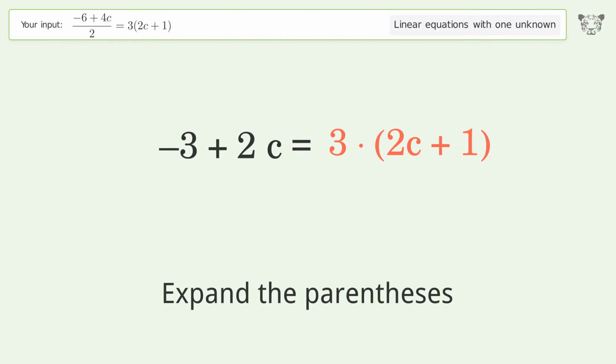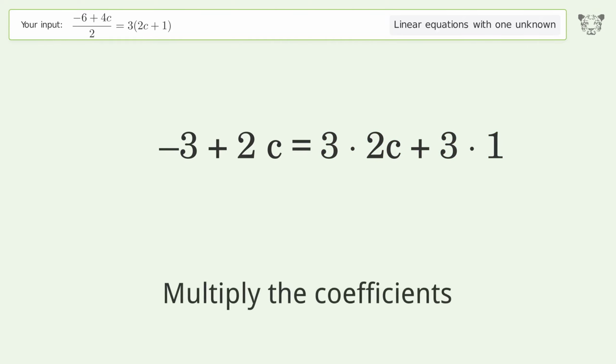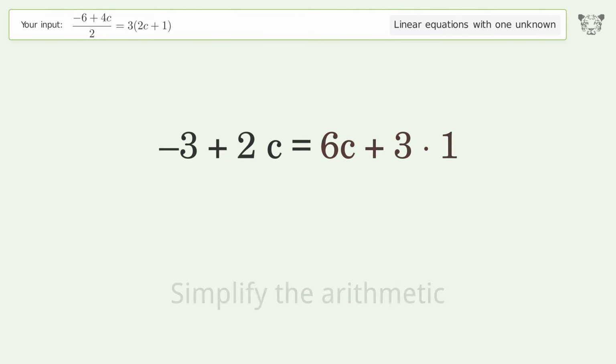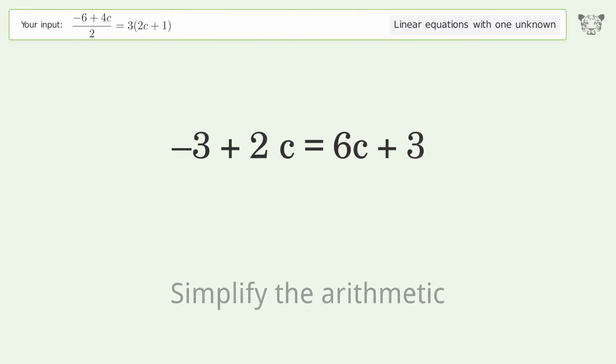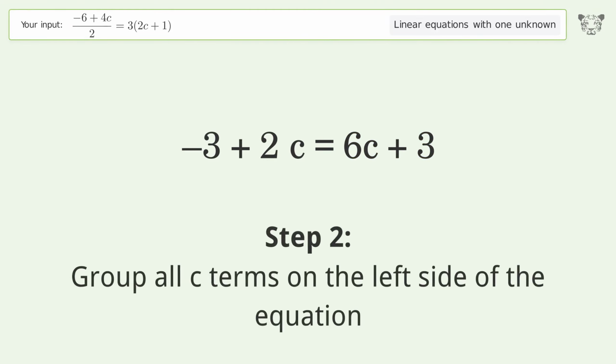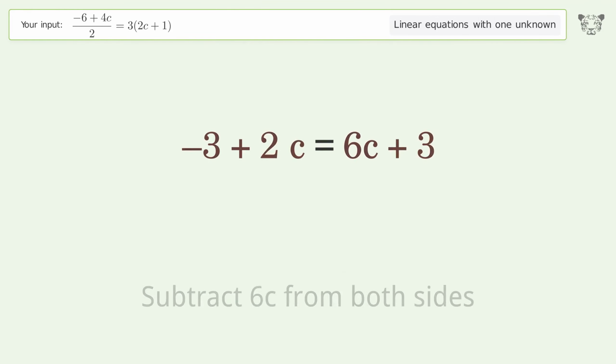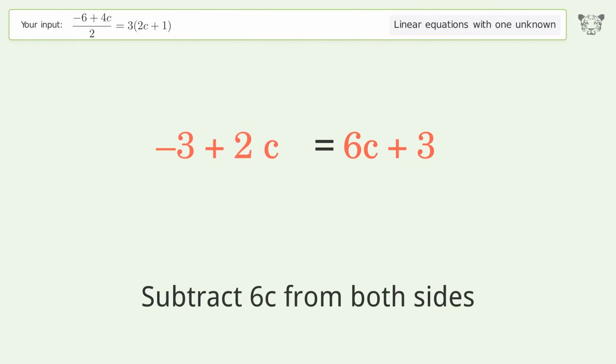Expand the parentheses. Multiply the coefficients. Simplify the arithmetic. Group all c terms on the left side of the equation. Subtract 6c from both sides.